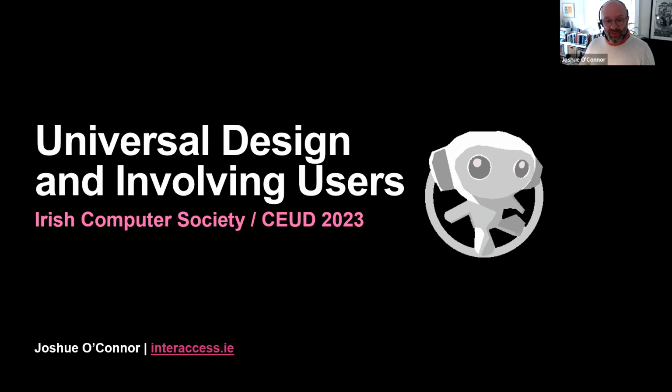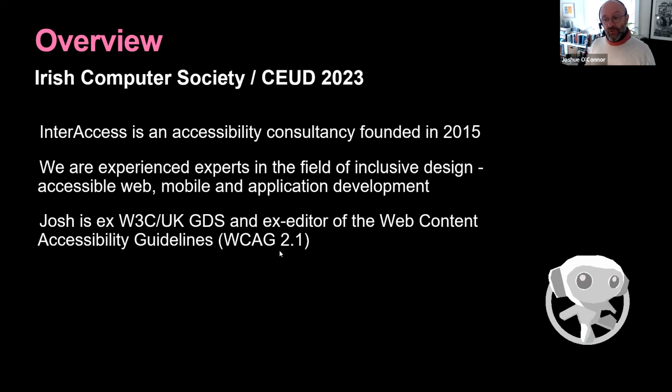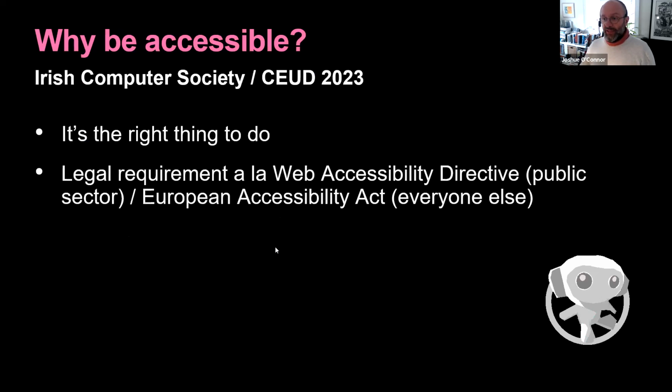Okay, so I'm going to rock on, and we're going to have a look at just some of these slides. So I won't do any more about me, enough about that. So why should we be accessible? Why should we do this stuff? Well, first of all, it's the right thing to do. And secondly, it is a legal requirement under the Web Accessibility Directive and now the European Accessibility Act, which goes beyond public sector organizations.